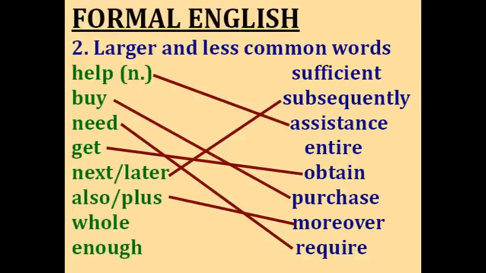Okay, we've just got two options left. What's the more formal word for whole? Entire. So instead of saying the whole company, the entire company. The more formal word for enough is sufficient. So instead of saying the department has enough money, you might say the department has sufficient funds. Sometimes people also use the word funds or resources instead of the word money.